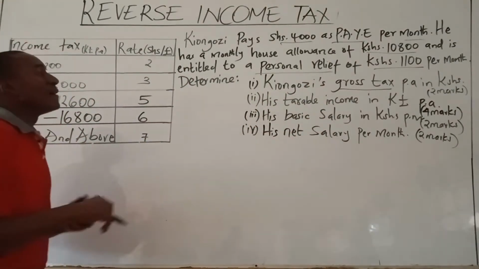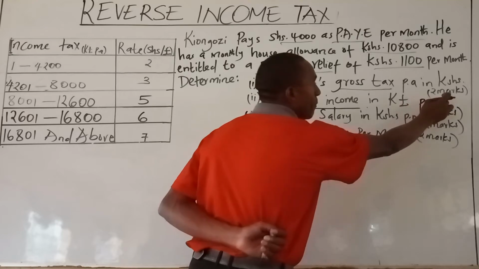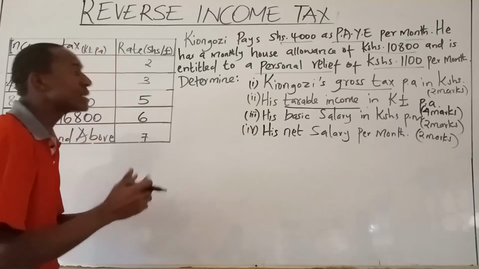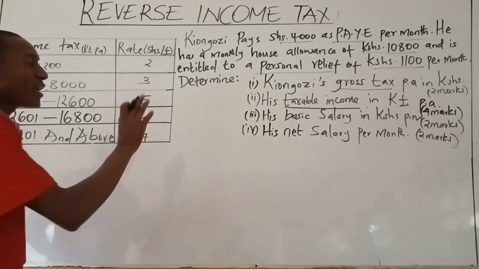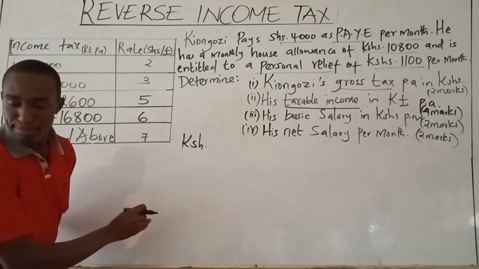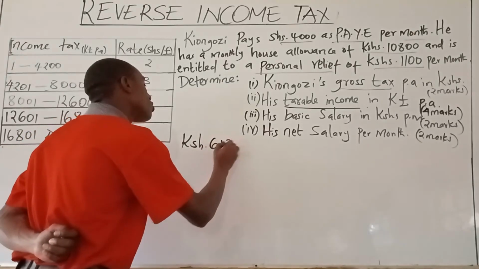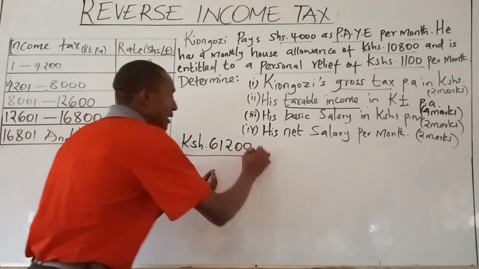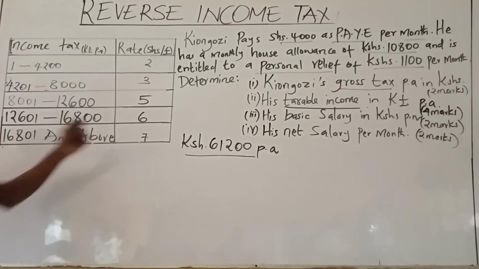Roman 2, calculate or determine his taxable income in pounds per annum or annually. This one has more marks. So the steps we are going to follow here are a bit longer than the one that we have just completed. We have the gross tax we have added to the payee. We have the gross tax as 61,200, and this is the amount of money we expect to help us get the taxable income.